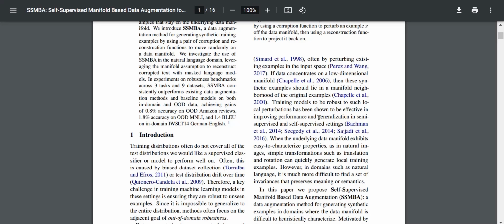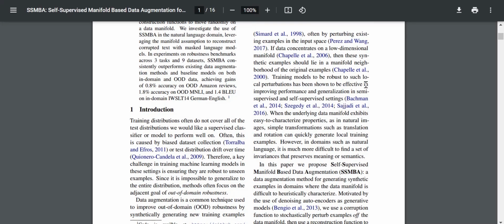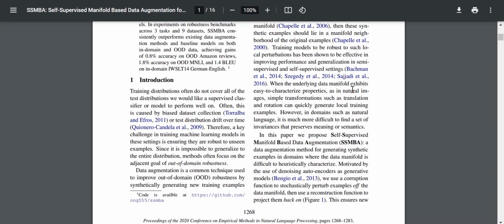Alright. So training models to be robust to such local perturbations has been shown to be effective in improving performance and generalization in semi-supervised and self-supervised settings. When the underlying data manifold exhibits easy to characterize properties as in natural images, simple transformations such as translation and rotation can quickly generate local training examples. So in images, if you flip an image or you zoom in on an image and do things of this sort, it is a new image with a similar label, but for natural language you cannot do this simply.